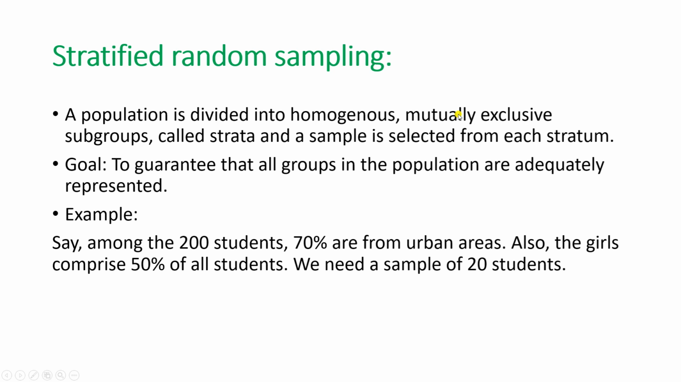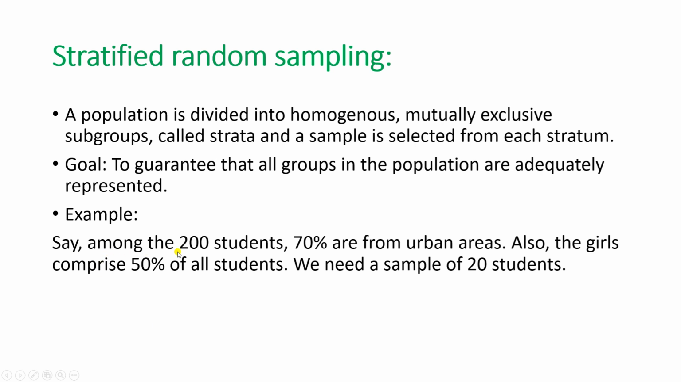Next one is stratified random sampling. A population is divided into homogeneous, mutually exclusive subgroups called strata, and a sample is selected from each stratum. That means in a population some variables may have some role on the findings. If the distribution of, say, age or gender is different in the population, that can have an effect on the results. That is why, to guarantee that all groups in the population are adequately represented, we follow stratified random sampling.